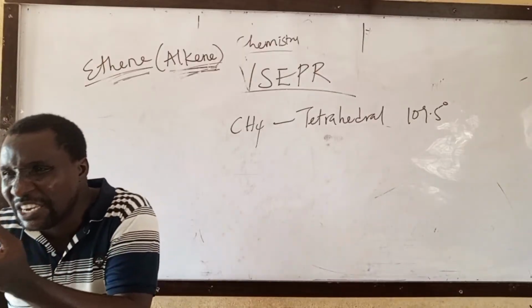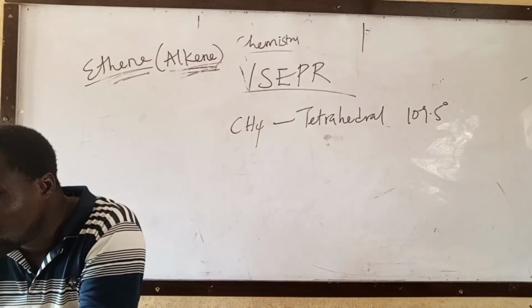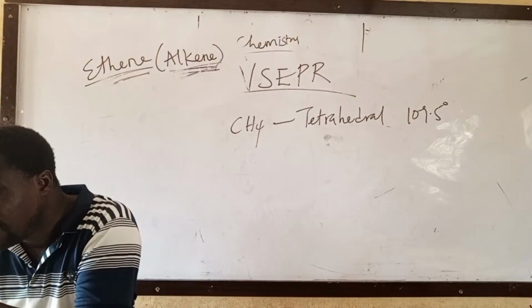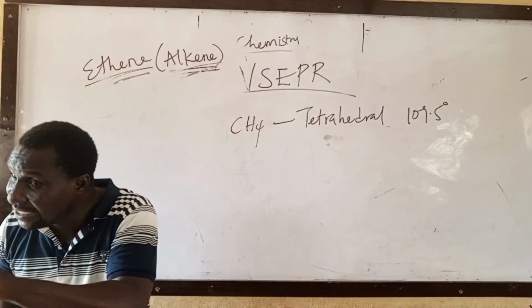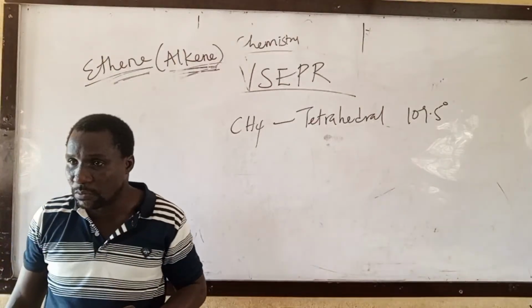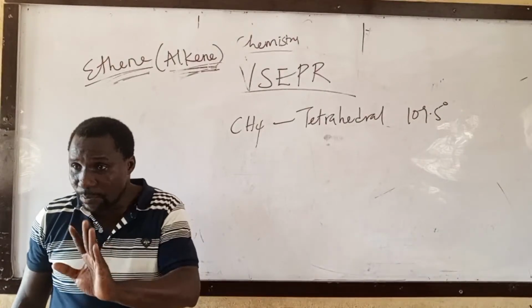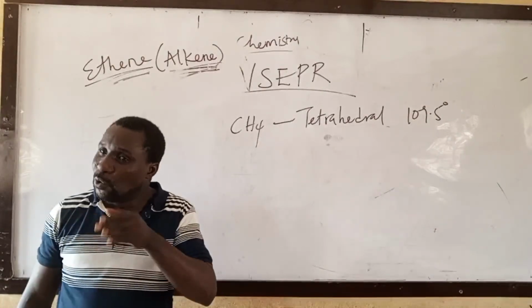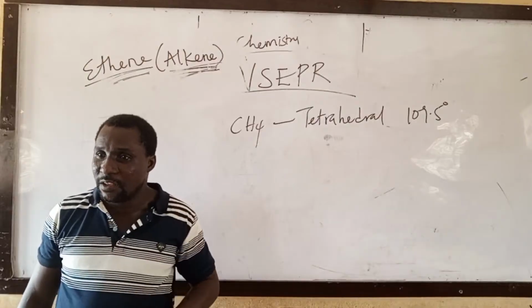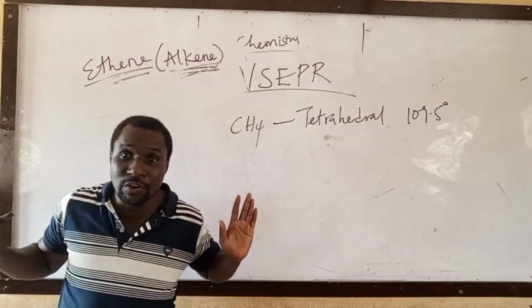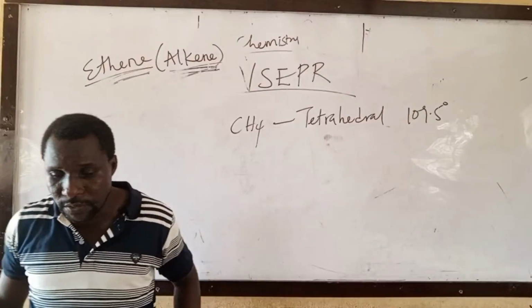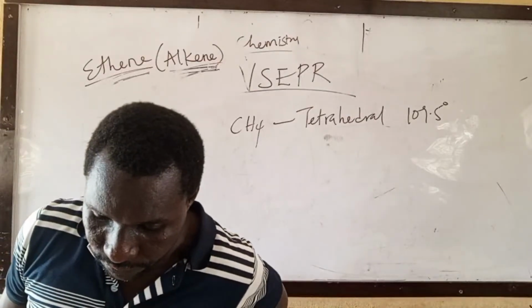But there's a little exception. But at this level, don't bother yourself with the exception, because if you want to go to the exception, we go to geometric shape and go further. At this level, don't kill yourself.